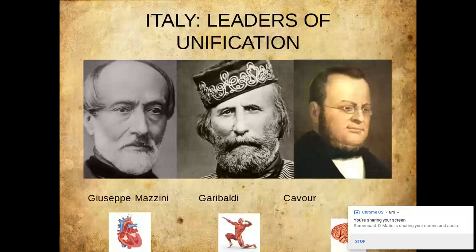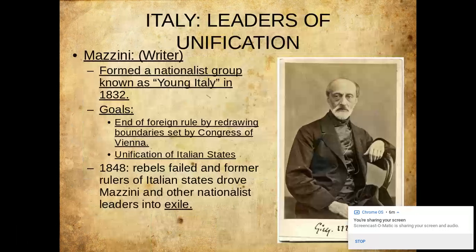All right, so today we're bringing over these three leaders that had a profound effect in leading Italy to their unification. So notice at the bottom of the screen, Mazzini was the heart and soul of the unification movement. Garibaldi was more like the muscle, the warrior, and Cavour was more the brains of the operation. All three of these men had profound effects in the unification process. All right, so start with Mazzini.